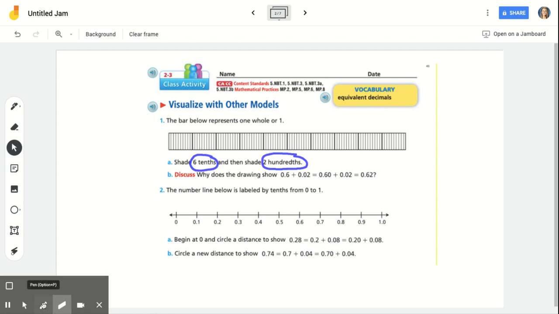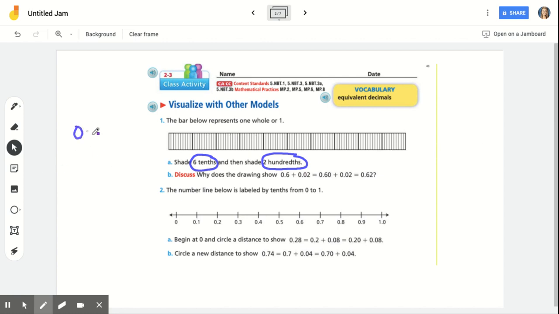So then with the more faint lines, we can see using these little fainter lines that this one whole is also split up into 100 pieces. So let's use that information to shade. So let's start off with 6/10. How do I shade 6/10?